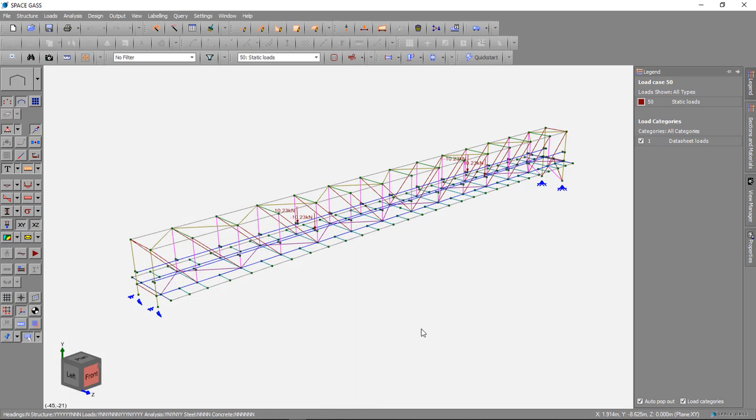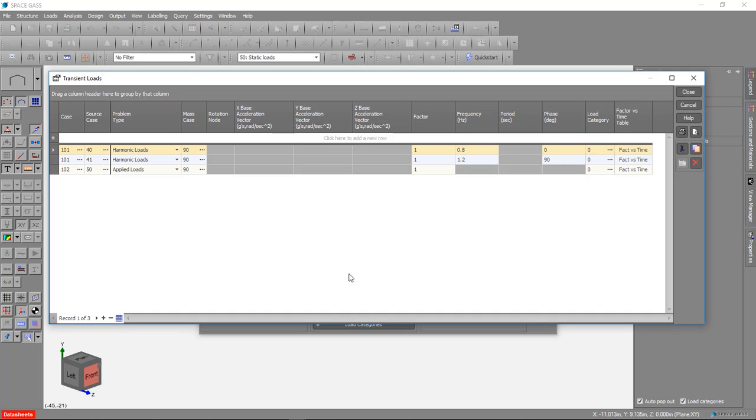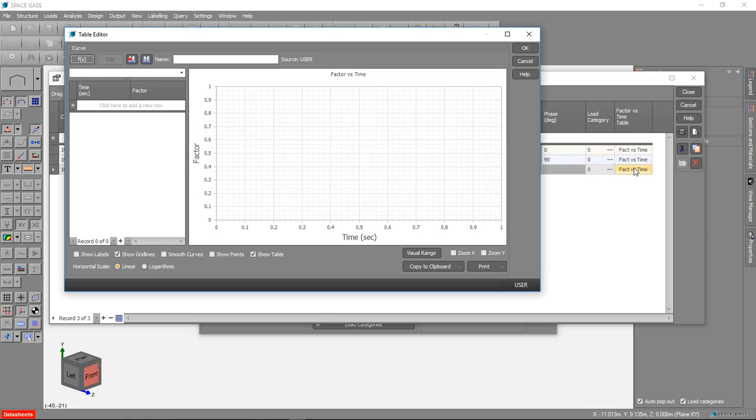So what happens if the load is applied and then removed? Well, we can also do that in a transient analysis by specifying a factor versus time table. So if you don't have a factor versus time table, then it just assumes that the load is applied suddenly and maintained. But with a factor versus time table, we can do more than that.